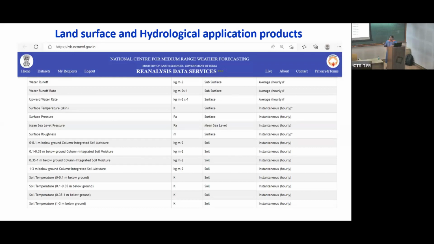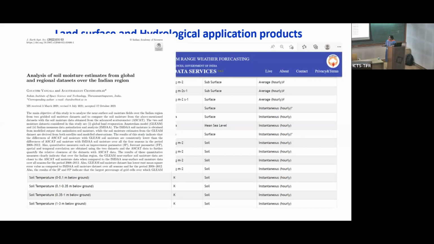We cannot guarantee the correctness of other variables like temperature, humidity or wind, because they are all diagnosed from the model. We didn't assimilate much data except the soil parameters. Then these are some of the publications. Sir and his student have done the analysis of soil moisture estimates from global and regional data sets over the Indian region. So they have taken this soil moisture data and did some study.